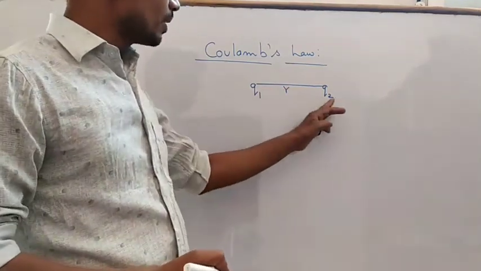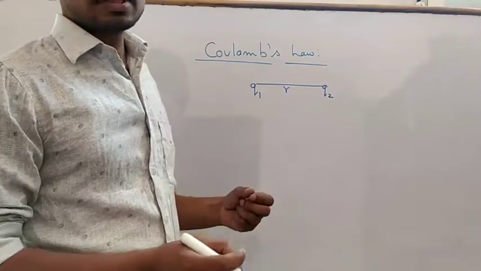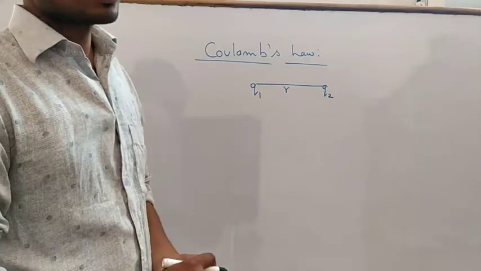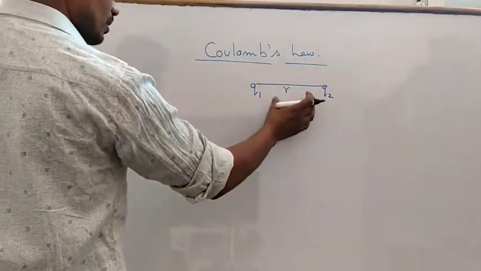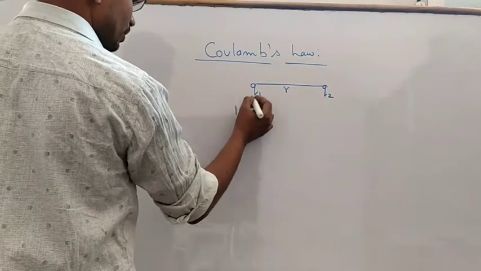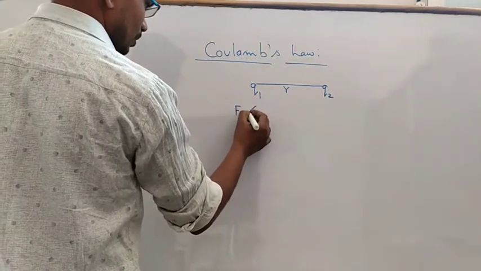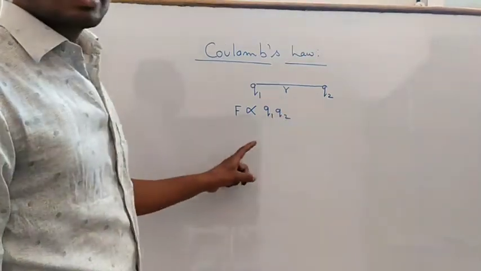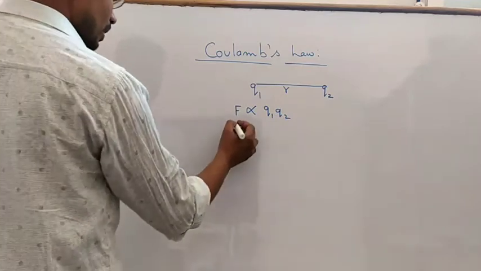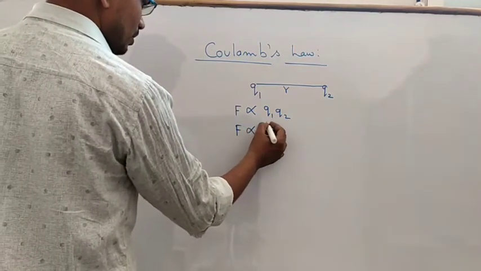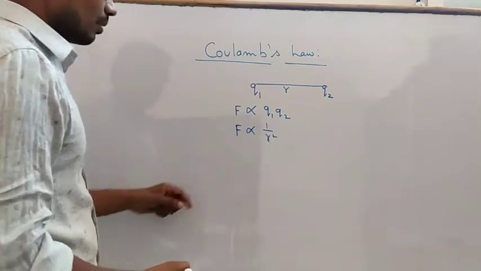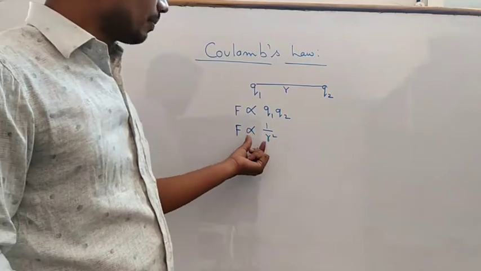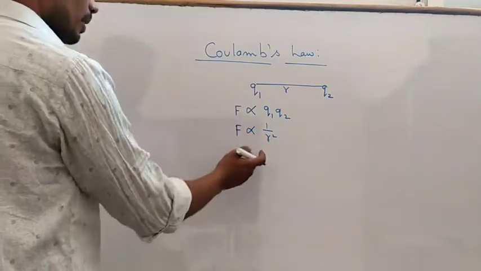If you take similar types of charges, then a repulsive force is there. If you take opposite types of charges, then attraction is there between the two charges. The force F between the two charges is directly proportional to the product of their charges, Q1 into Q2. This is the first one. And second, F is inversely proportional to 1 upon r square. It means if you increase the distance, the force of attraction or repulsion decreases very sharply.